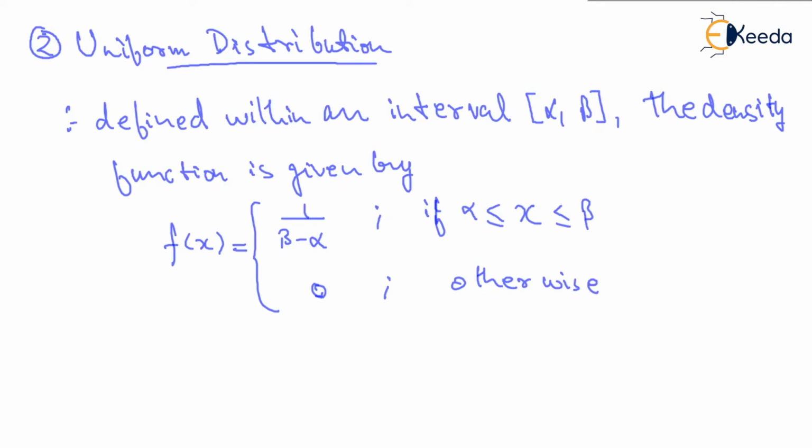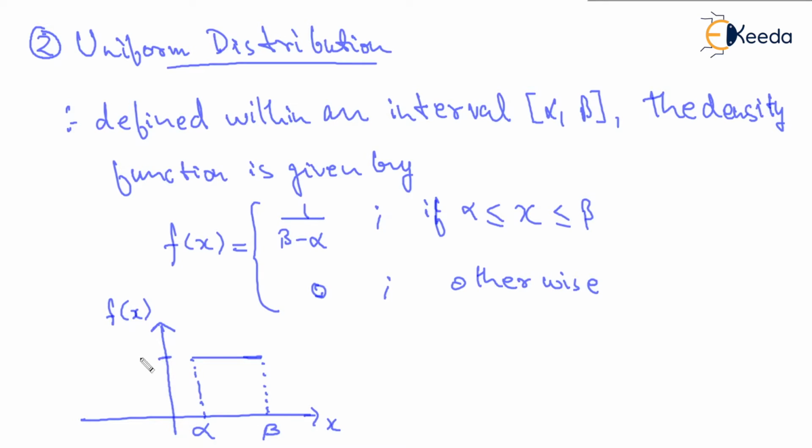Let's say for an interval beta minus alpha, this is uniformly distributed. This is beta and this is alpha. The value is 1 by beta minus alpha. So this is the density.